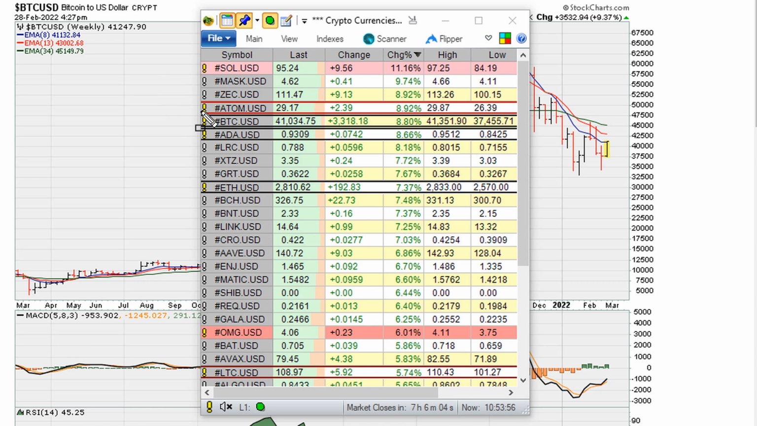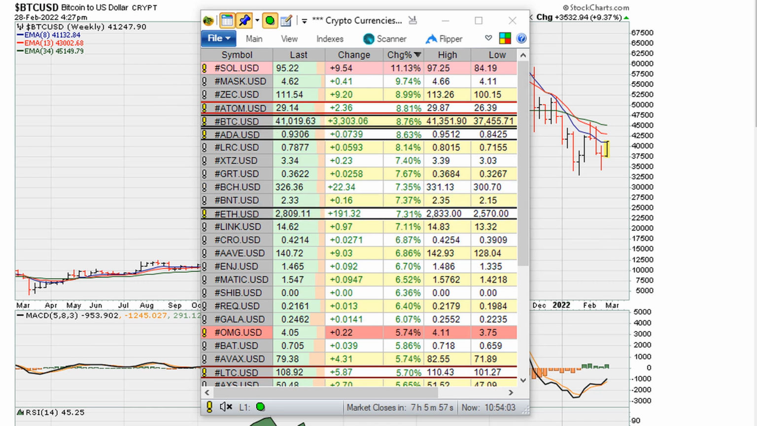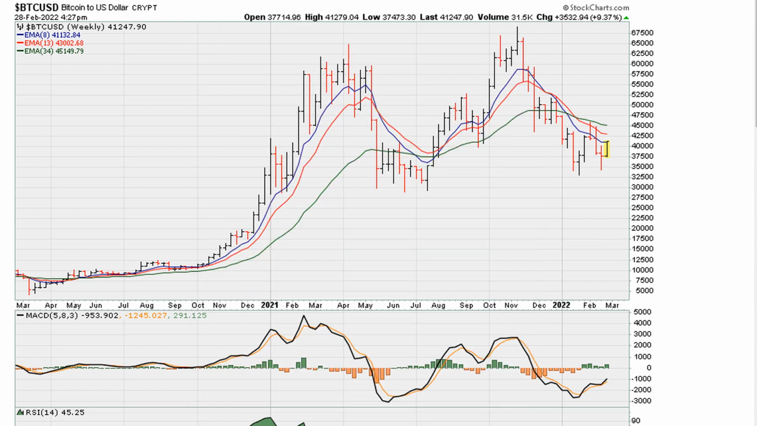So today we're going to be taking a look at the MACD, and I'm going to be using Bitcoin as a study example so we can see what we can learn from this chart. This is the 2-year weekly.